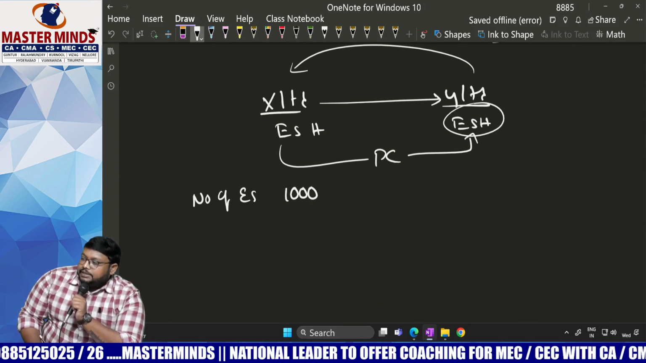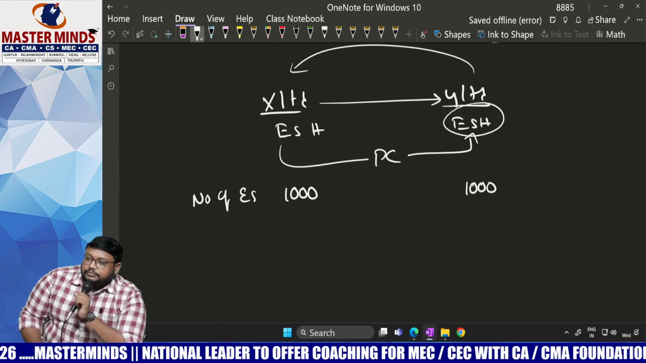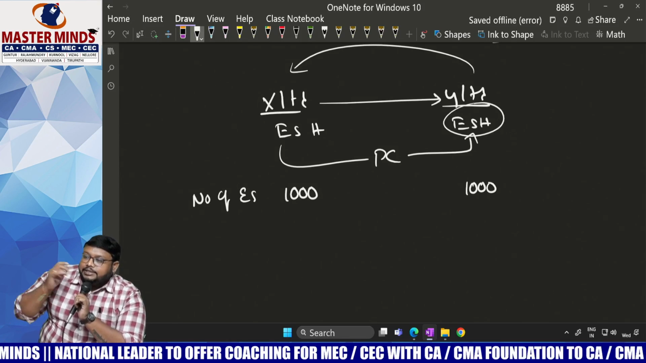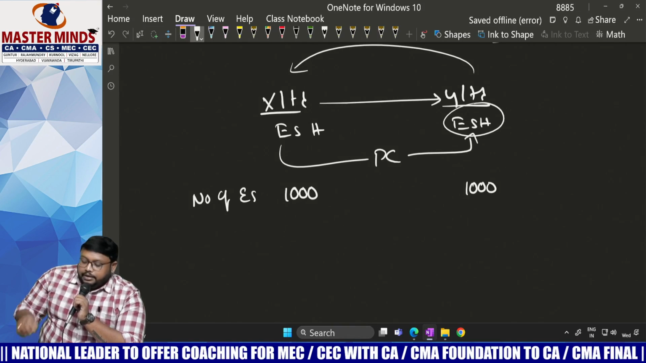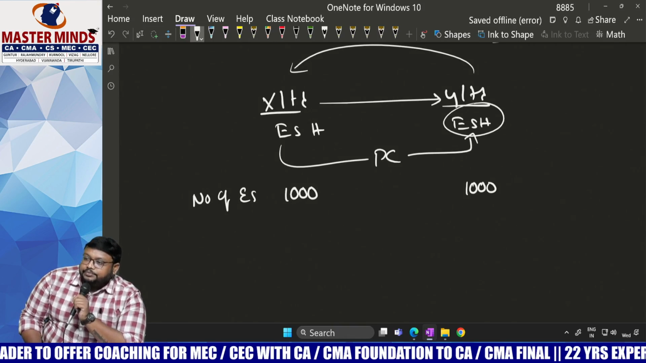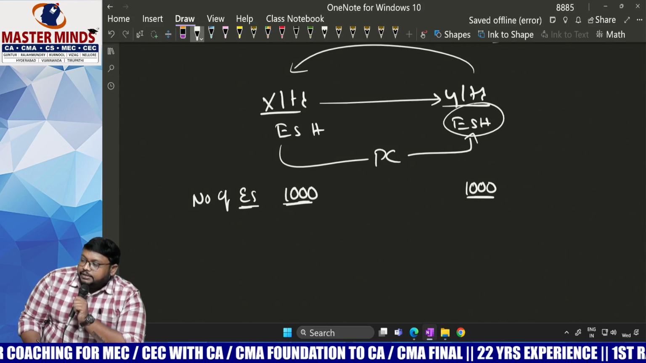Number of equity shares: 1000. Here also, number of equity shares 1000. For better understanding, you can say 1000 shareholders are there, each one having one share. Here 1000 shareholders are there, and here also 1000 shareholders. Number of equity shares, how many? 1000. Here also 1000.